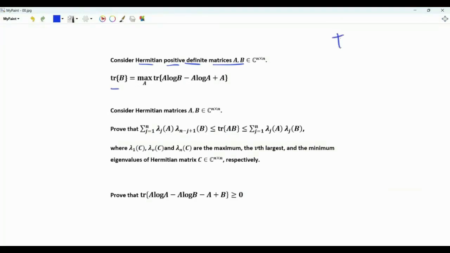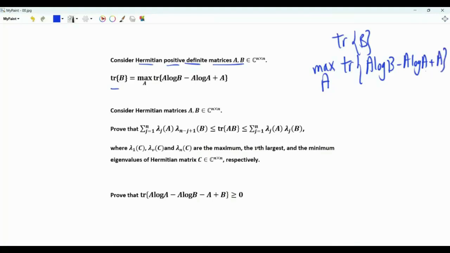Matrices A and B are Hermitian and positive definite. We want to prove that the trace of matrix B can be expressed as the maximum over A of the trace of A log B minus A log A plus A. We can characterize the trace as this maximization problem. This variational characterization of the trace may look pointless. However, it can be a useful step in a big complicated proof.